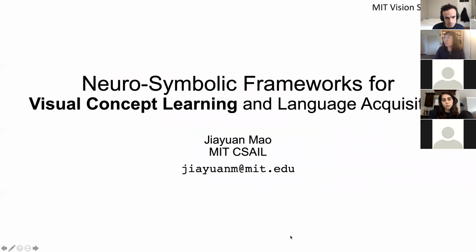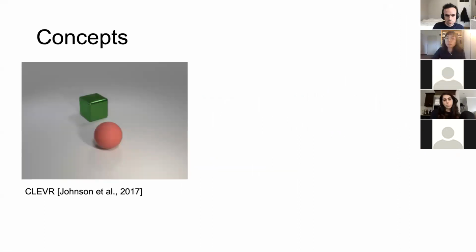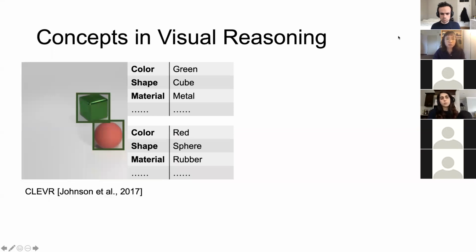So let's get started from the first part, which is neuro-symbolic frameworks for visual concept learning. Basically, how can we learn visual concepts from language? We start by introducing the problem of visual concept learning. Given this image, as humans, we can instantaneously recognize there are objects in this scene. And we can also associate various visual concepts with the visual appearance. For example, we can recognize the colors, the shapes, or the types of materials of these objects.